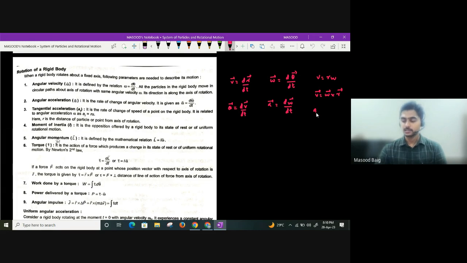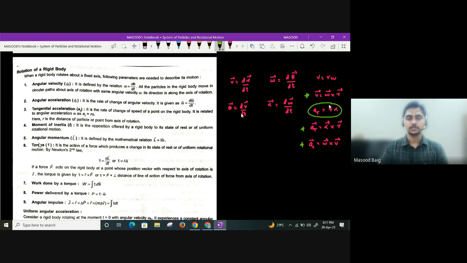The magnitude of tangential acceleration will be given as r into alpha, or in vector form, alpha bar cross r bar. Centripetal acceleration will be written as omega bar cross v bar. So these are important again. Tangential acceleration, alpha cross r; centripetal acceleration, omega bar cross v bar. Tangential acceleration is also given as r alpha. Velocity and angular velocity relation: v bar is omega bar cross r bar. These are the cases that you should be aware of.